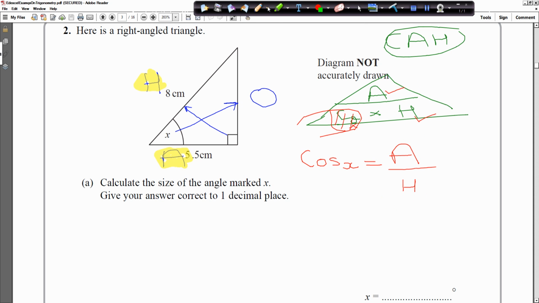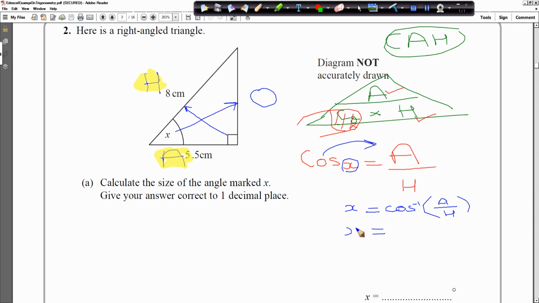But in this particular question, we don't want to work out cos of the angle. We want to work out the angle, which is X. So we take the cos over now. So we say the X value will be equal to cos minus 1 of the A over H.